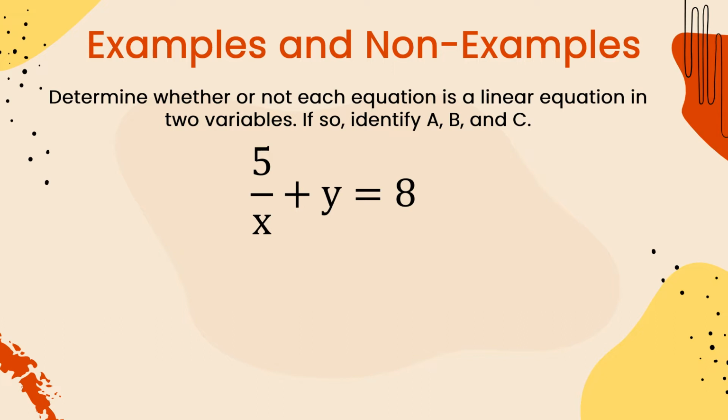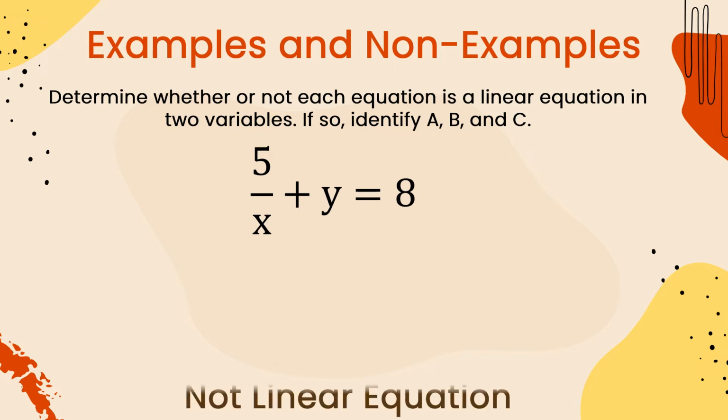Ano nga ba ang exponent kapag ang variable ay nasa denominator? Correct. Ang exponent niya ay negative 1. So, ibig sabihin, this is 5x raised to negative 1. Sabi nga natin kanina, ang linear equation, dapat ang exponent ni x at saka ni y ay parehong 1. So, therefore, hindi ulit siya linear equation.